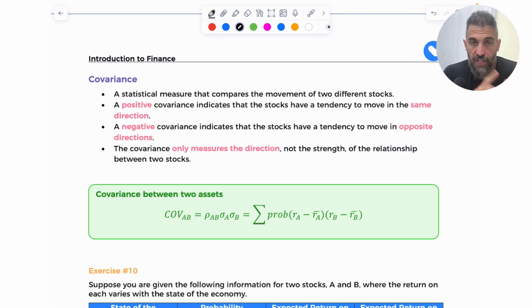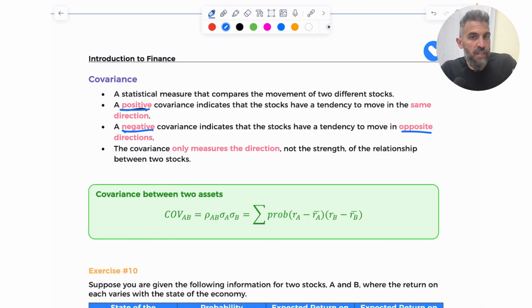Both the covariance and the correlation measure the same thing. Okay, they measure the direction of the relationship. So do the stocks move in the same direction? They go up together, down together, or do they move in opposite directions where if one goes up, the other goes down? The correlation takes it a step further, but we'll get to that. So the covariance, right? It measures the direction. A positive covariance indicates a positive relationship where they move in the same direction. A negative covariance indicates a negative relationship where they move in opposite directions.